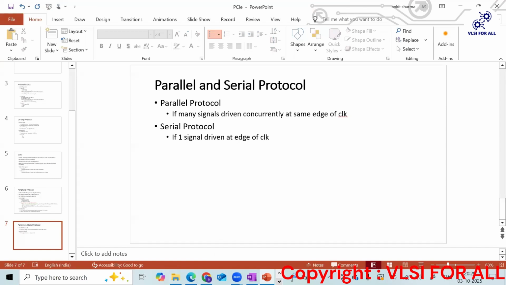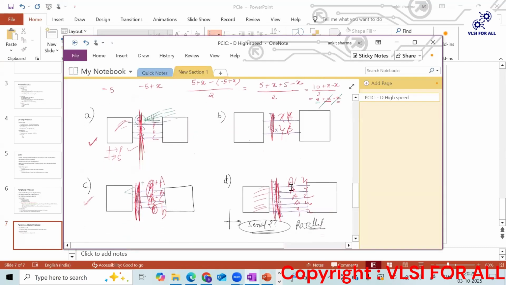And if 5 signals are going on 5 clocks, I mean, it's a bunch of serial communication. It's a bundle of serial communication. That was the D case. In this, that was the D case.